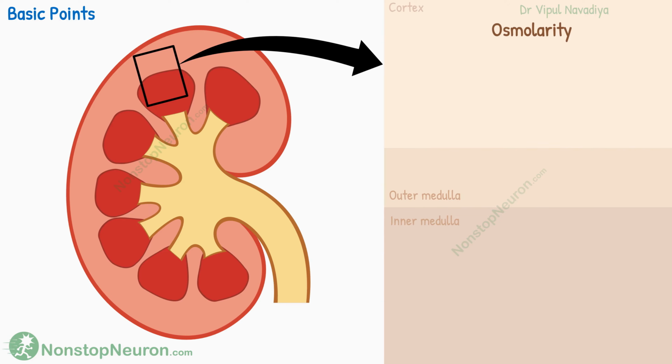The osmolarity of the interstitium in the cortex is about 300 milliosmoles per liter. This is the same as in plasma. But in the medulla, the osmolarity rises as we go deeper. It's about 300 near the cortex and becomes 600 to 1200 at the apex of the pyramid. This rising osmolarity is called the corticomedullary osmolarity gradient. The mechanism behind this gradient is a huge topic in itself, so we will cover it in a separate video. For now, just remember that such a gradient is there in the medulla.